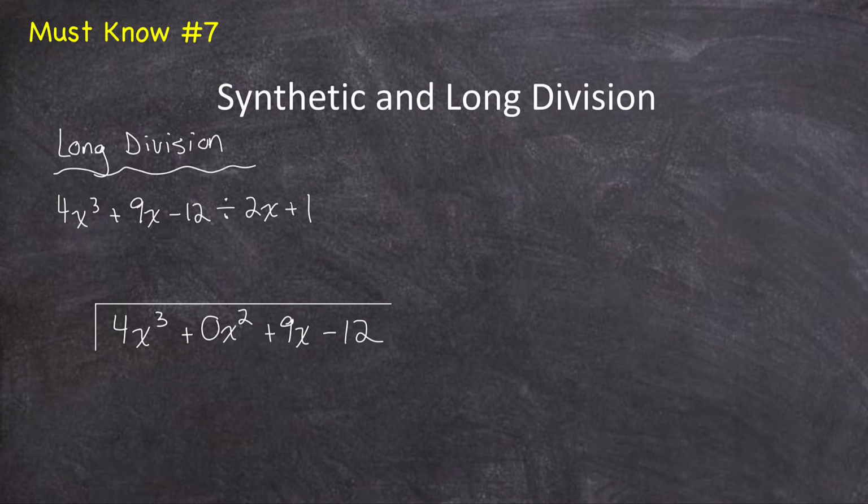And the second thing I want you to notice is that we put the terms in descending order based on degree. From the highest degree, 3, down to the lowest degree term, the degree 0 term.